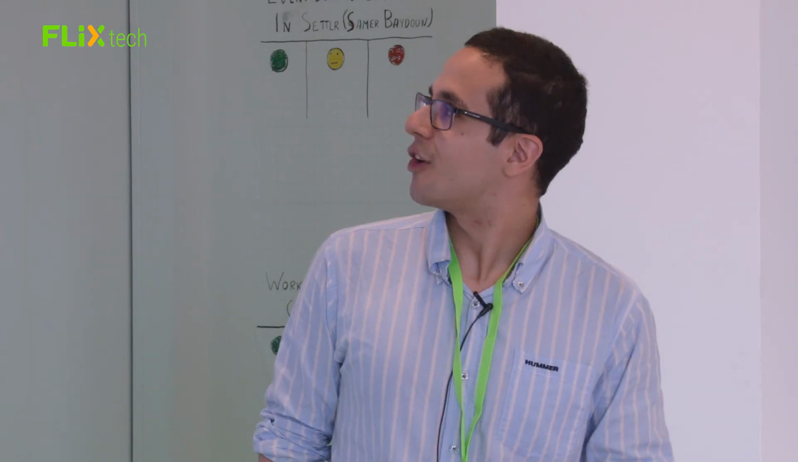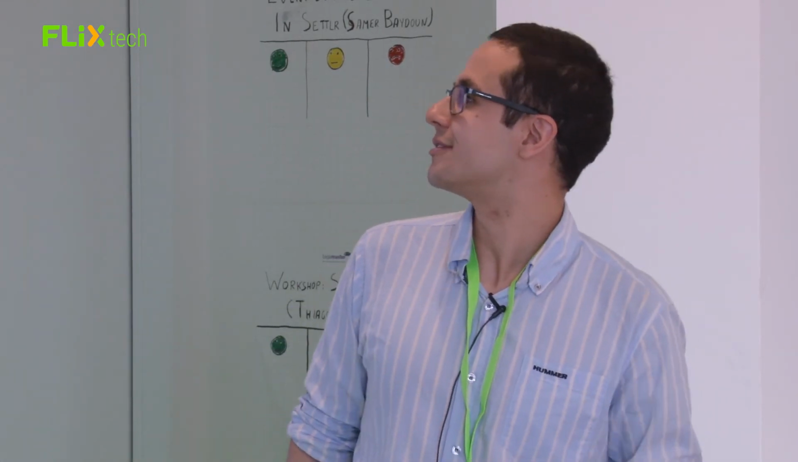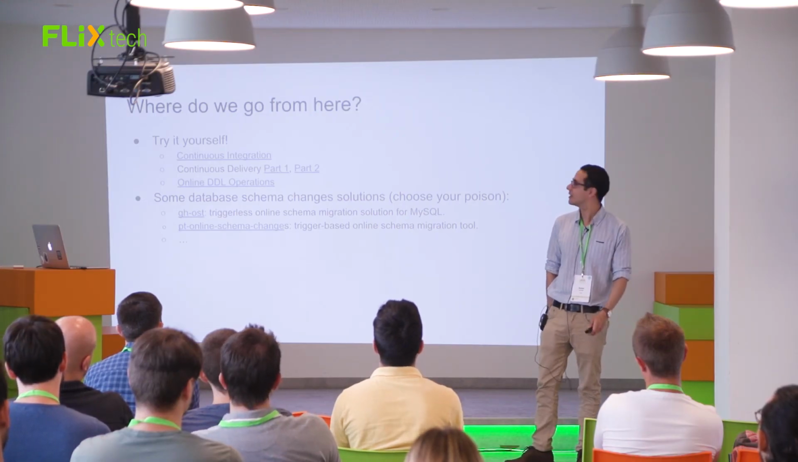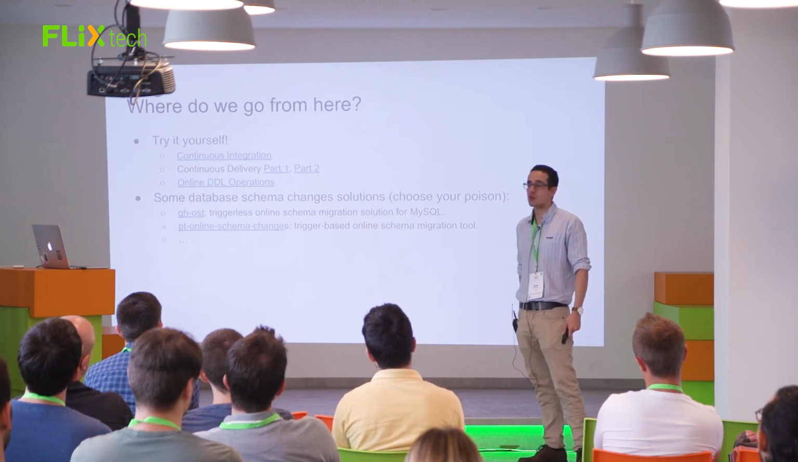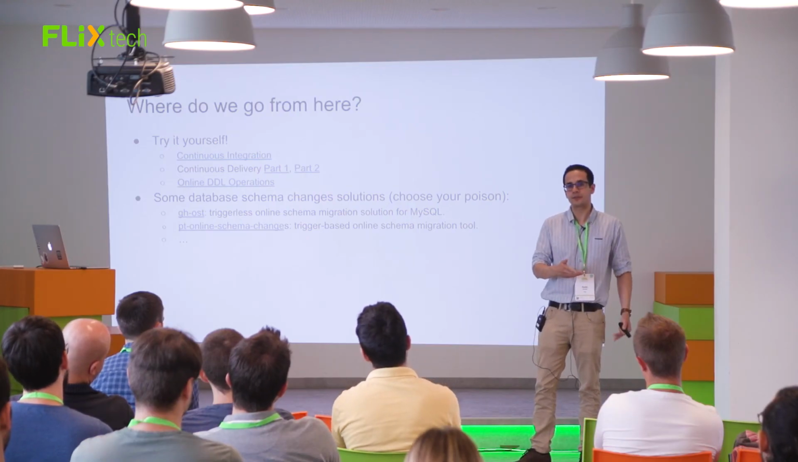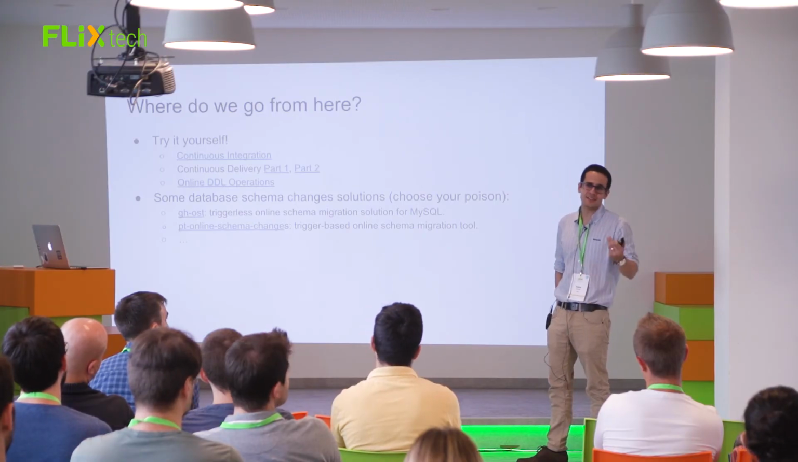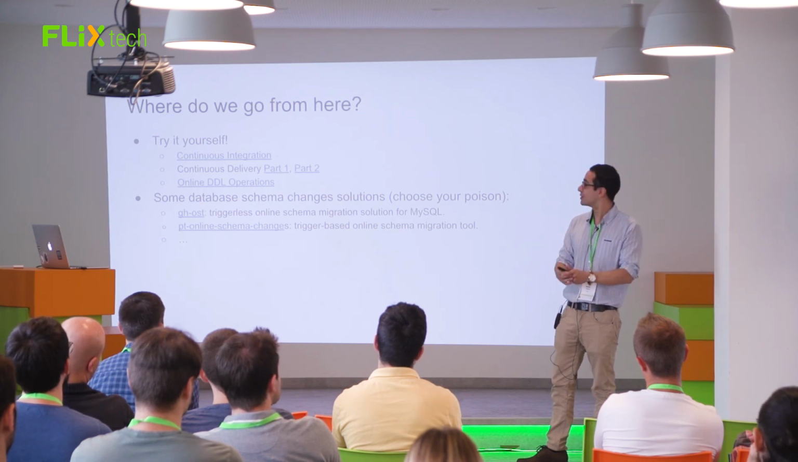Okay, so where do we go from here? Well, what we'd like you to do is just try it yourself if you are working with a relational database. There's lots of documentation out there about continuous integration, continuous delivery, even these online schema changes. The solutions that I told you about are open source, so you can actually use them. You can experiment with them on your production environment, and it will work fine. And afterwards, just automate it, and let's see how it goes.